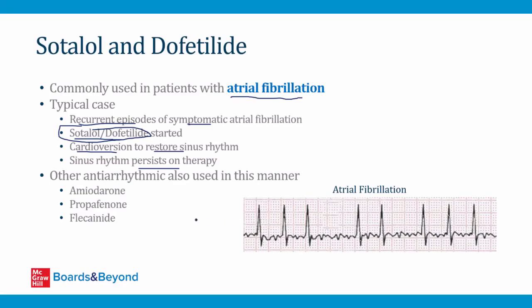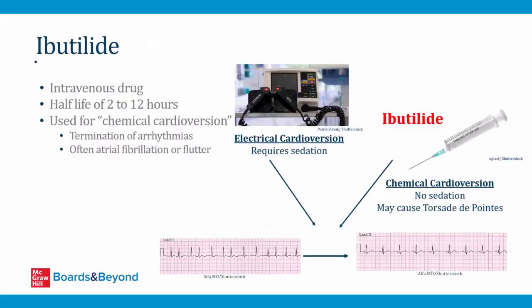And other antiarrhythmics are also used in this manner, drugs like amiodarone, propafenone, or flecainide. It's individualized to the patient which drug you choose, but many are used in this manner to keep patients out of AFib. The last class 3 antiarrhythmic drug is ibutilide. It's not used very commonly. It's an intravenous drug with a half-life of about 2 to 12 hours.